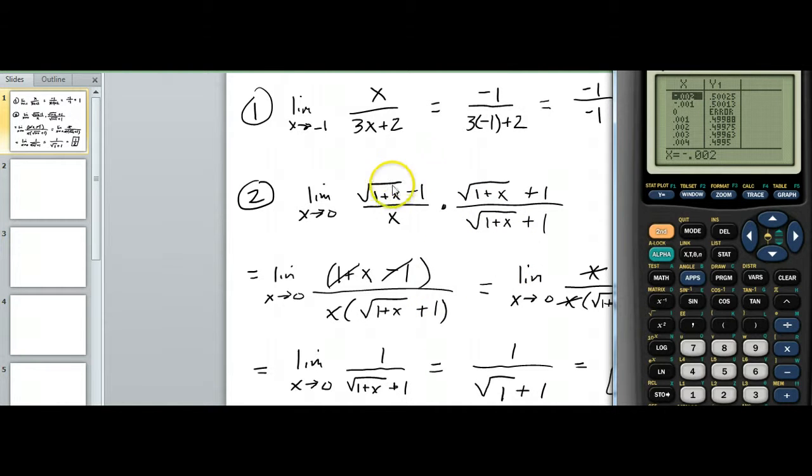But this is the way we would have done it by hand. Anytime that you see radicals involved, top or bottom, usually if you want the division by 0 to go away, if this limit does exist, then you're going to multiply top and bottom by the conjugate of the part that has the radical.